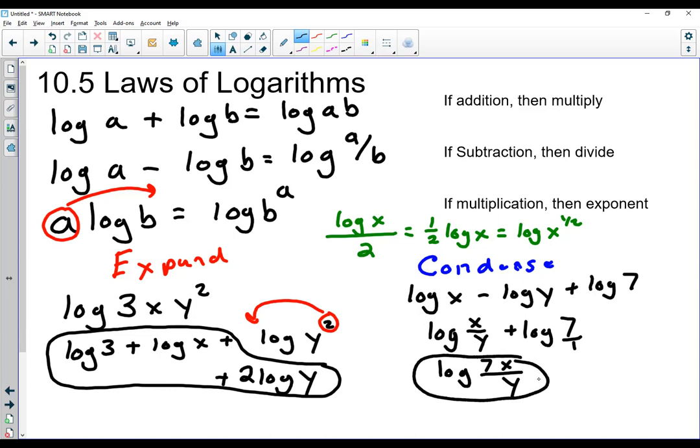The final answer of the previous problem is 2 log y. That's going to be part of the answer. So it's log 3 plus log x plus 2 log y. I did not finish this part, so I didn't want to rewrite it twice.